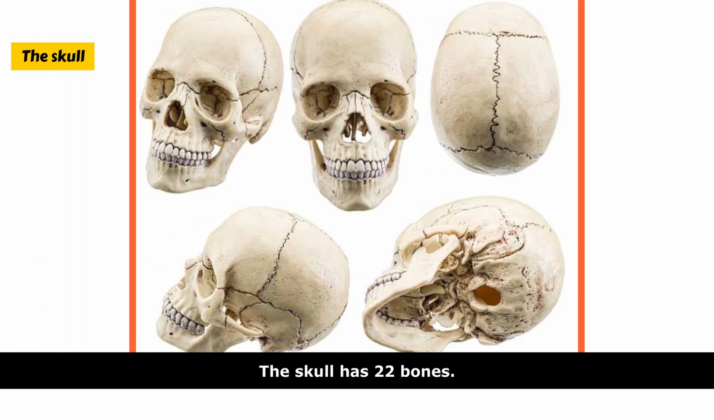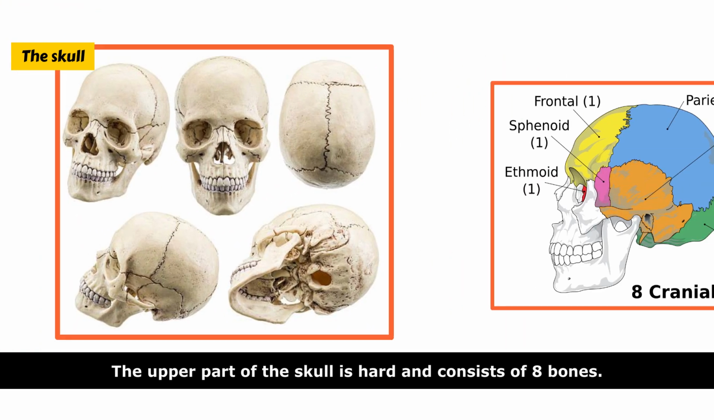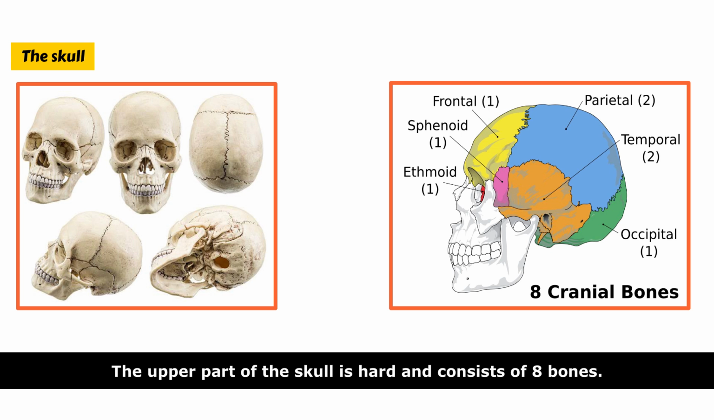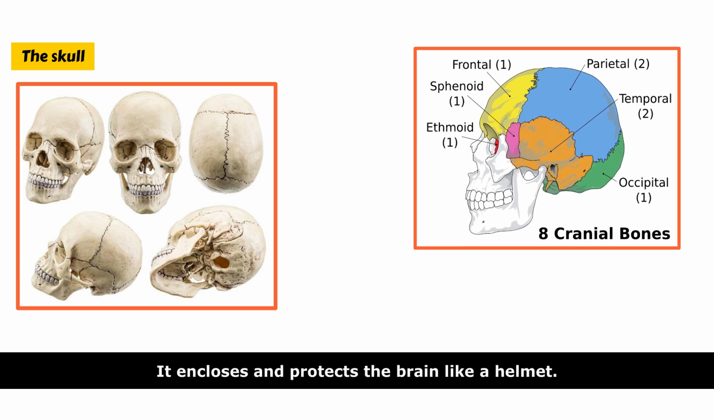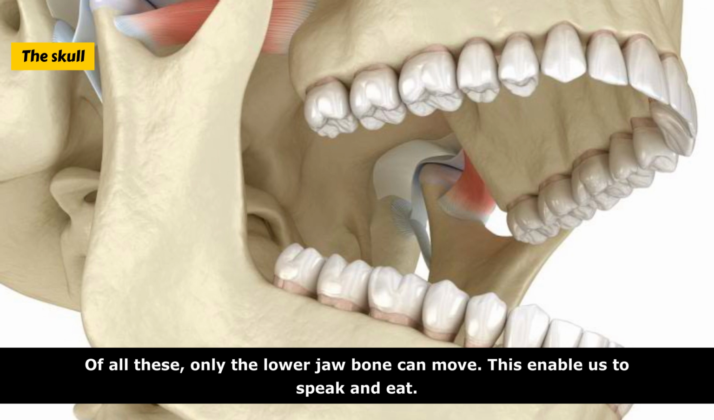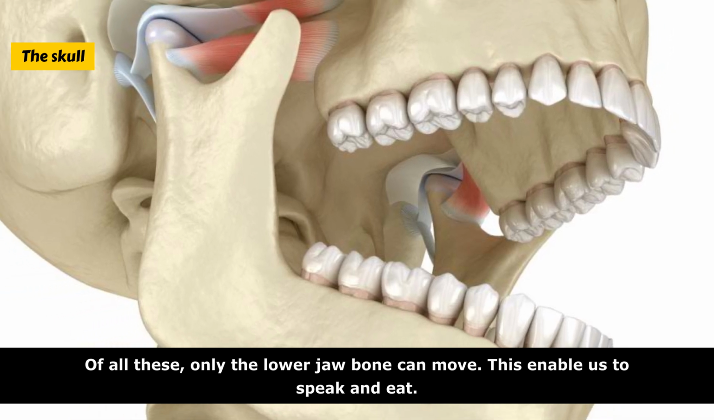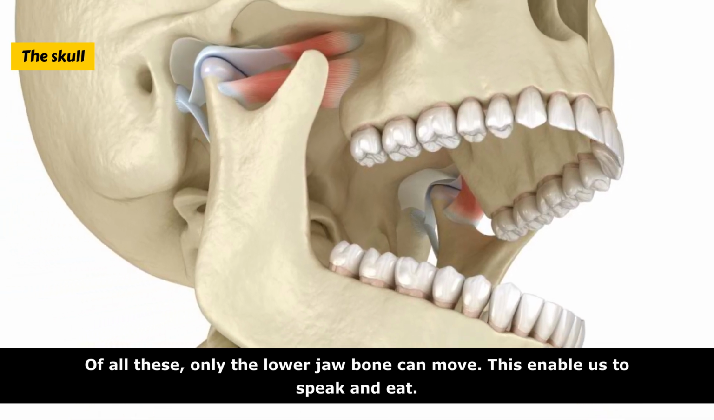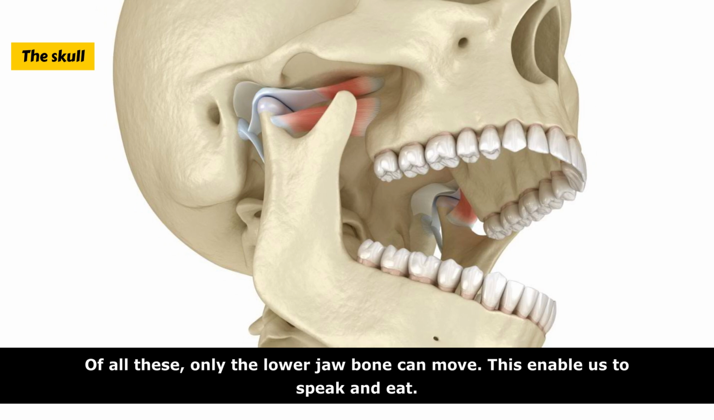The skull. The skull has 22 bones. The upper part of the skull is hard and consists of 8 bones. It encloses and protects the brain like a helmet. The face region is made of 14 bones. Of all these, only the lower jaw bone can move. This enables us to speak and eat.